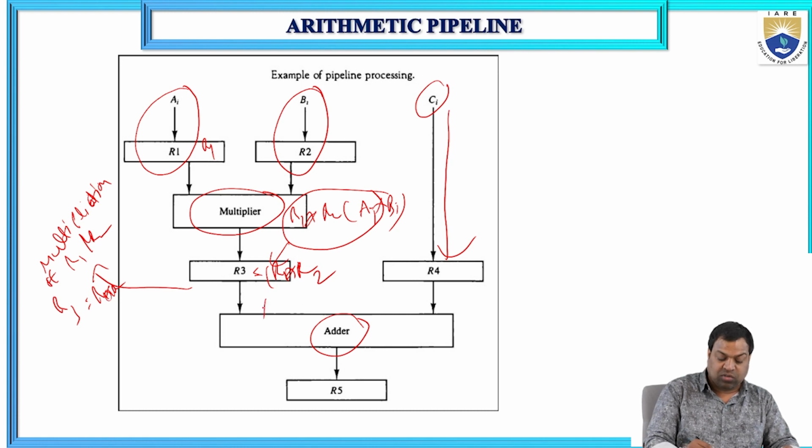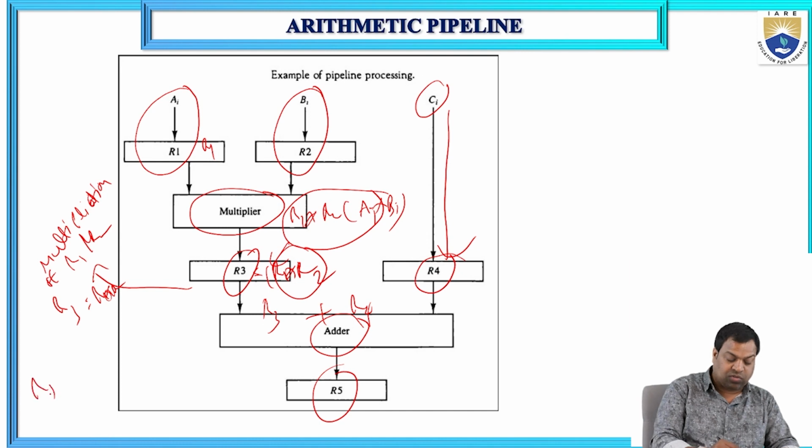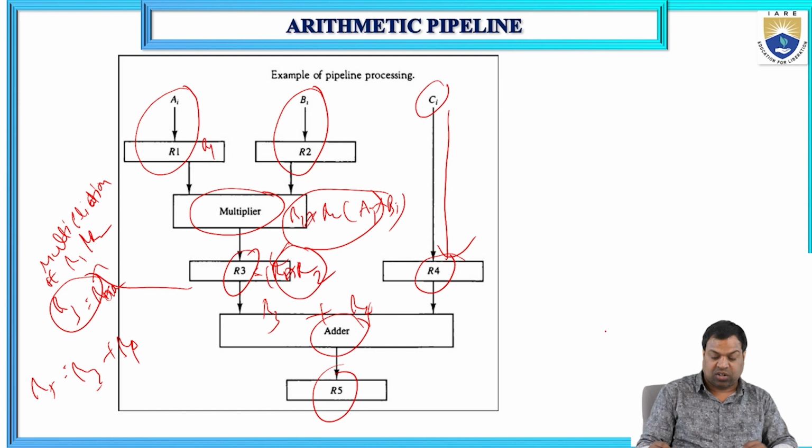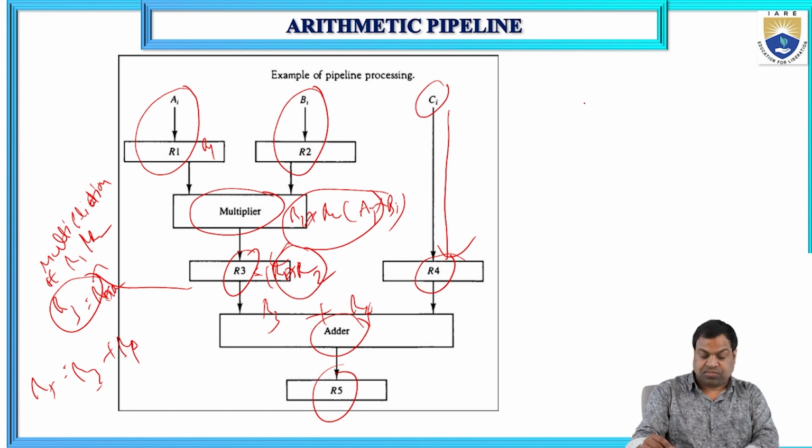So what is the adder now? Here R3. What is the result of R3? R1 into R2 plus the CA value, which is R4. So R3 plus R4 will be stored in R5. So R5 equals R3 plus R4. That is the R5 value, like this.